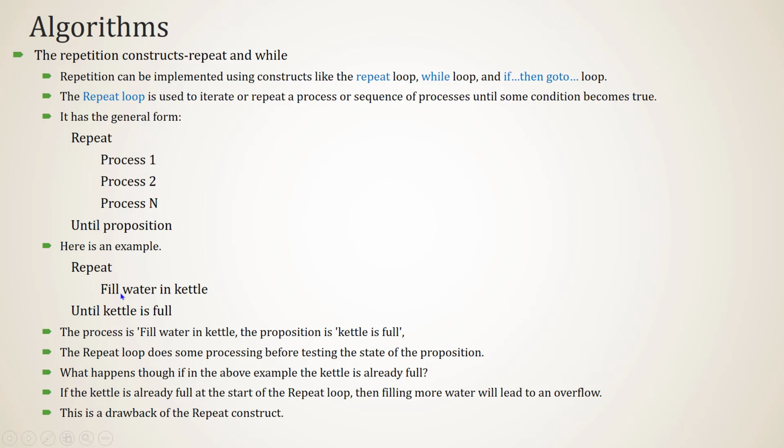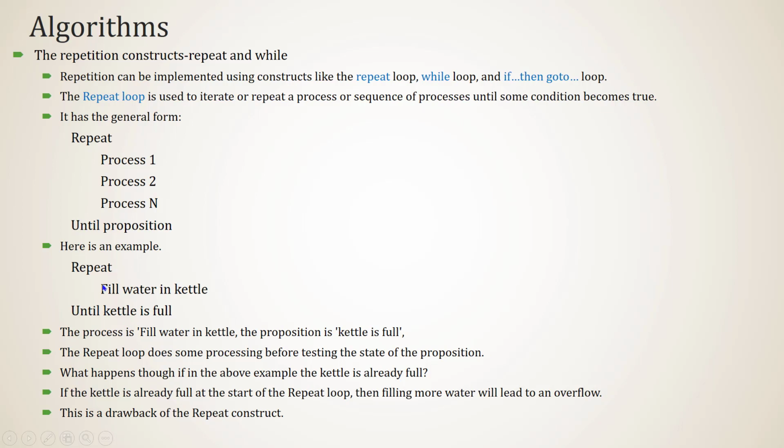Here in this example: fill water in the kettle. Repeat fill water in the kettle until kettle is full. Pouring water into the kettle is a continuous process. So actually this process is repeating. Pouring water, pouring some more water, that is repeating. So we can write the statement like this. Repeat fill water in the kettle until kettle is full. Here the process is fill water in kettle. The proposition or the condition is kettle is full. The repeat loop does some processing before testing the state of the proposition.